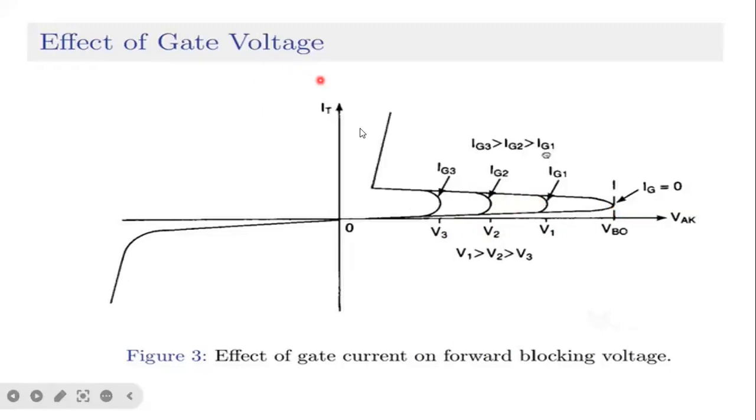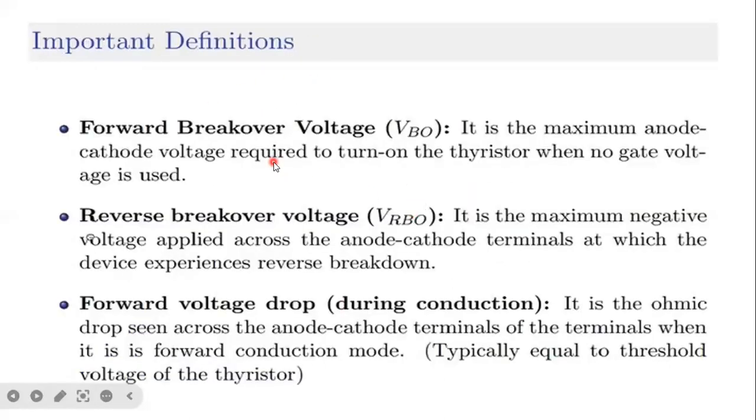Okay, that was the effect of gate voltage. Next, some important definitions. What is meant by forward breakover voltage, VBO? It is the maximum anode voltage required to turn on the thyristor when no gate voltage is used, that is, under no gate current. That is called forward breakover voltage.